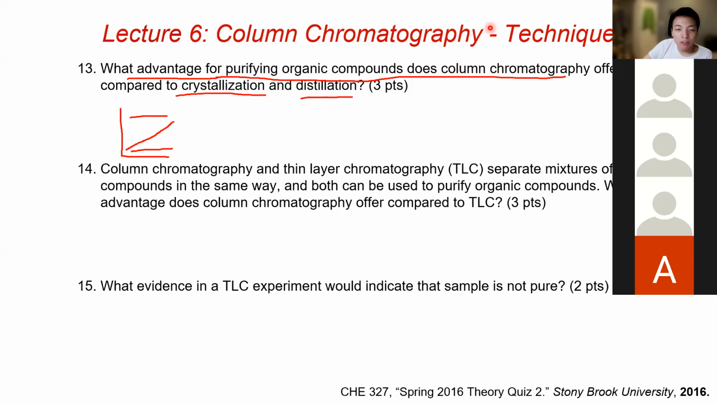But for column chromatography, regardless of what you have, solids or liquids, the solids can be dissolved in your solvents and then just pass through the column while they remain liquid. If it's liquid, then it's even better because they can just travel through the silica gel.